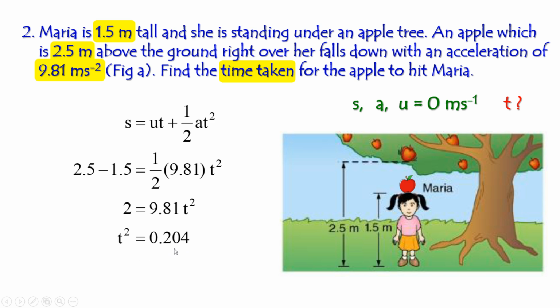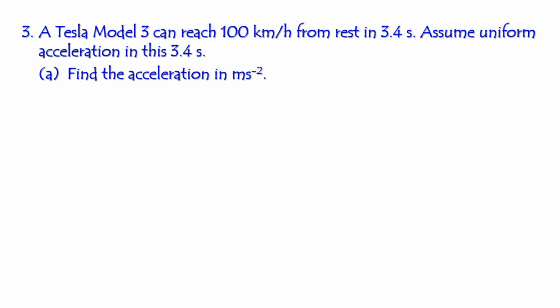So you have to take the square root of 0.204 and which is equal to 0.452. Okay? And don't forget to write down the unit for time. It should be in seconds. Is it okay? So this question may be a bit difficult to find out the distance travelled. It is not equal to 1.5 or 2.5. It is the difference between 2.5 and 1.5 because it is the distance travelled by the apple. Is it okay?